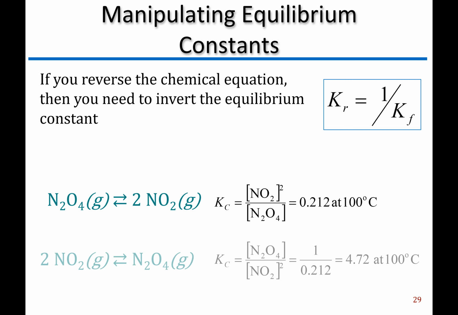So what happens if we want to reverse the equation? Now we have NO2 giving us N2O4, so now my Kc value is the opposite. Now I have my product N2O4 over my reactant NO2 squared. If I want to know what the Kc value is, I can just take 1 over the forward reaction K value, and that gives me 4.72 at the same temperature. So just 1 over the Kc value for the forward reaction gives me the Kc value of the reverse reaction.